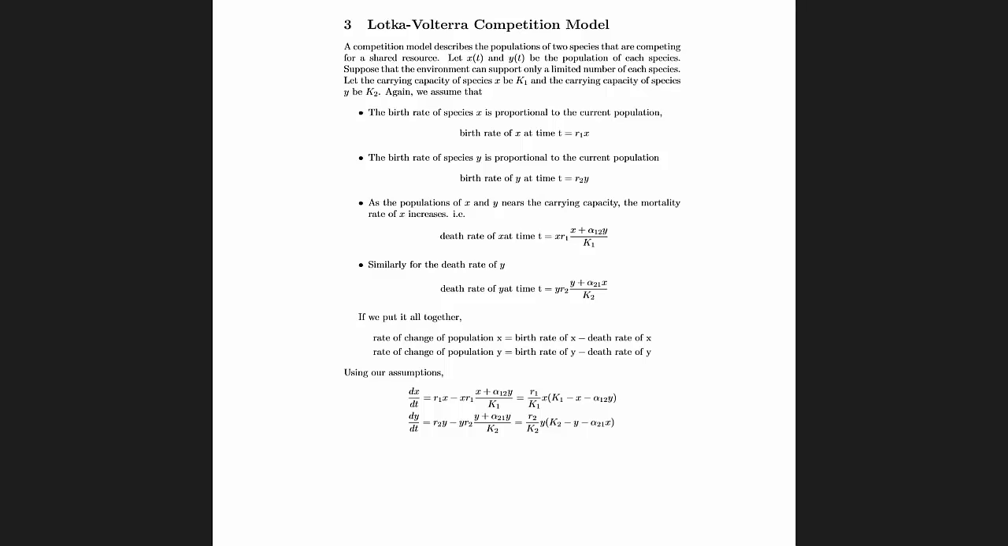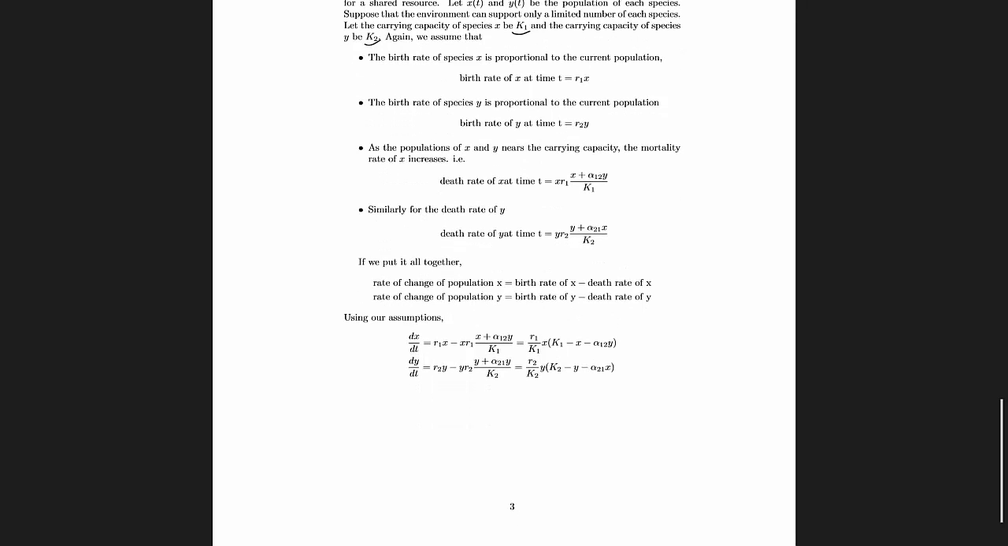So let's just keep those carrying capacities, which I'll call K1 and K2, in the back of our mind. K1 is the carrying capacity that has to do with species X, and K2 is the carrying capacity that has to do with species Y. And again, let's just assume that the birth rate of species X is proportional to the current population. We'll call that constant of proportionality R1, and the birth rate of species Y is proportional to the current population, so we'll call that constant of proportionality R2.